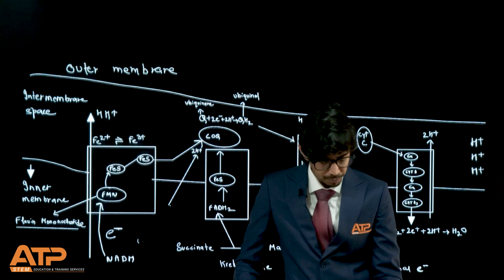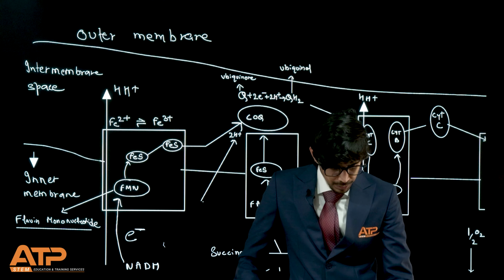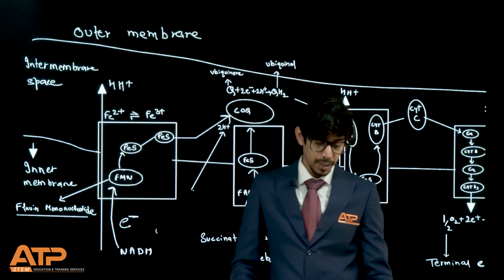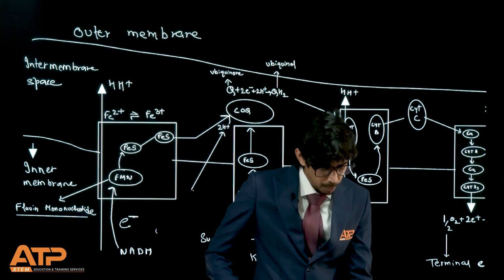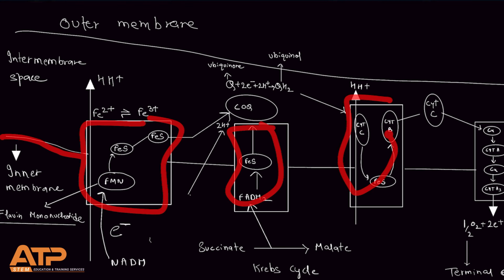See here. I'll start with complex 1. Please remember the names, because names are very important here. This is our complex 1. This is the outer membrane of mitochondria. This is the inner membrane on which these complexes are located.